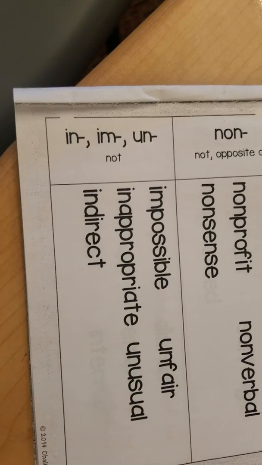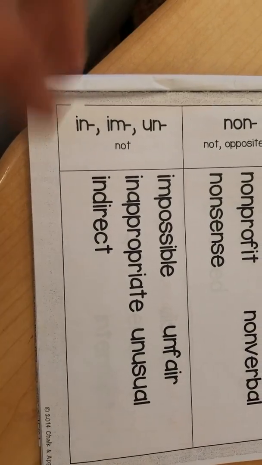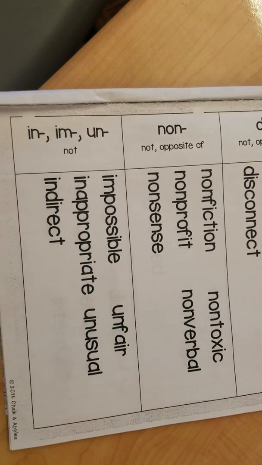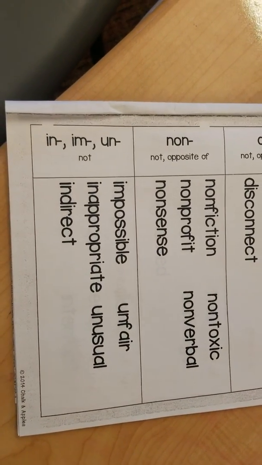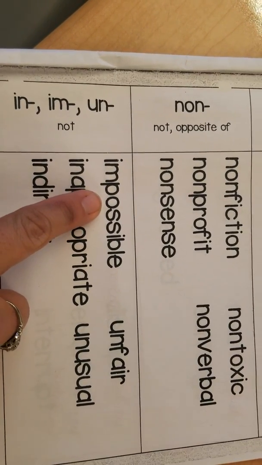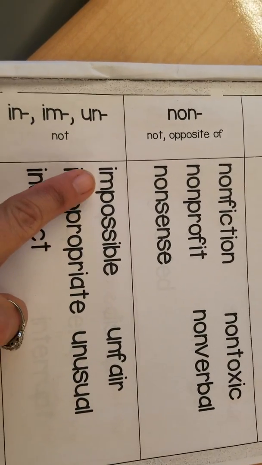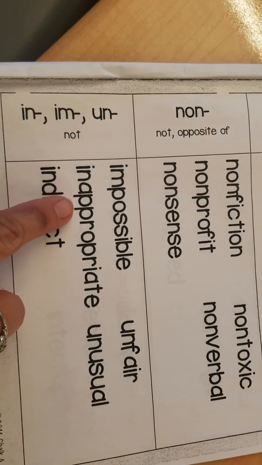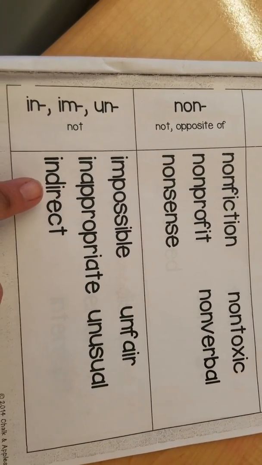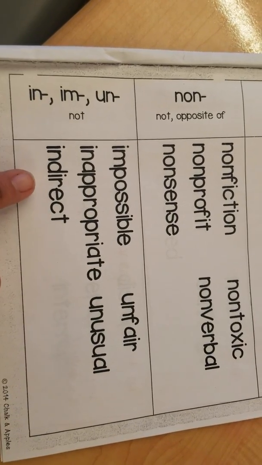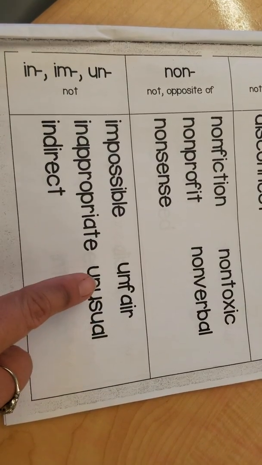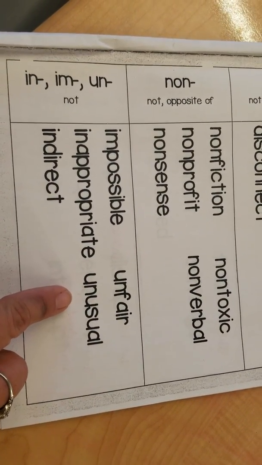And then on the bottom, in, im, un, those ones mean not. So all of our prefixes mean not or the opposite of. This word, impossible. Something's possible, but if it's impossible, it's not possible. You see the base word appropriate. Inappropriate is not appropriate. Indirect means not direct. Unfair, not fair. Unusual, not usual.